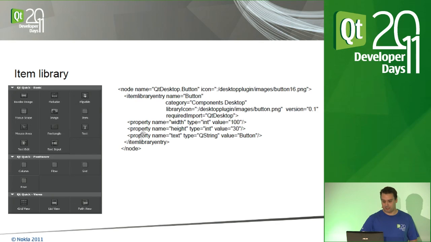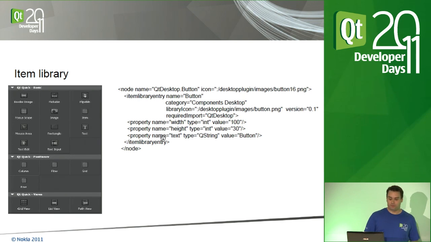The main part is done in some XML file, where you basically define, I have a Qt component, in this case a QtDesktop.Button. QtDesktop is the import, and Button is the name of the component. I provide some icon. I provide a category, of course. It has to be in some category. I provide a bigger icon for the item library. There's a required import, so it only shows up in the item library if I have this import. And then there's a certain width and a certain height, some default values. If you drag it in, it gets these default values. That's basically all you have to do.